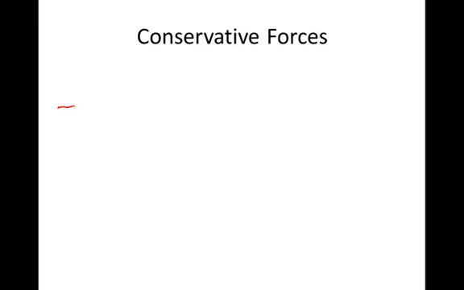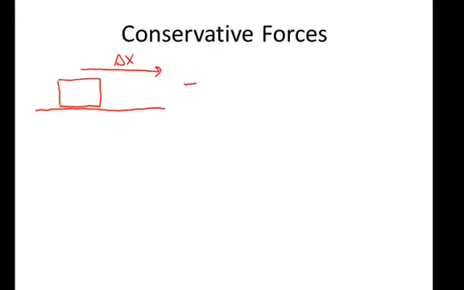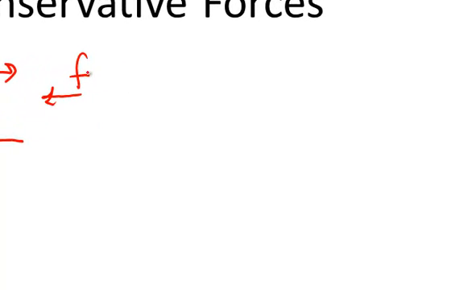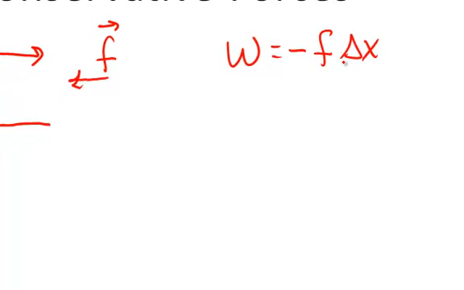And let's just consider that case. So let's say that we have a block and we're going to slide it along a surface where there's some frictional force. So we're going to move the block some distance, delta x. And as we're sliding it, there's going to be a frictional force in that direction. So the work done by the frictional force, since these two are in opposite directions, we're going to have negative work done, so negative F delta x.